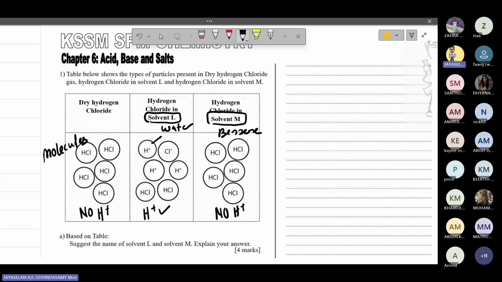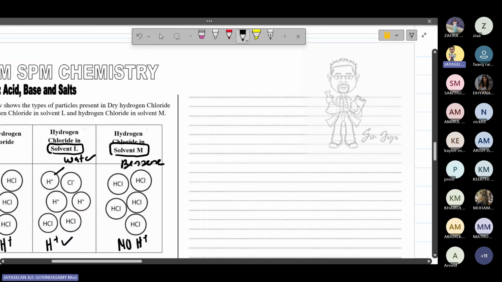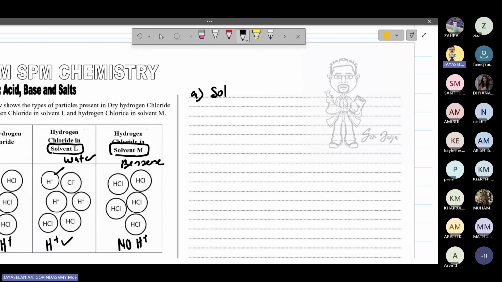Any question? So now they ask you to suggest solvent L and M. So macam mana nak suggest? You letak A, terus kepada answer. Jangan pergi goreng-goreng semua. Terus letak solvent. Solvent L is water. Okay, then I put here solvent M. Okay, oh, Diana sudah buat. Ini semua dari mana ni? Okay. Solvent L is water, it ionizes to produce freely moving hydrogen ion and chloride ion. Okay, so very good.